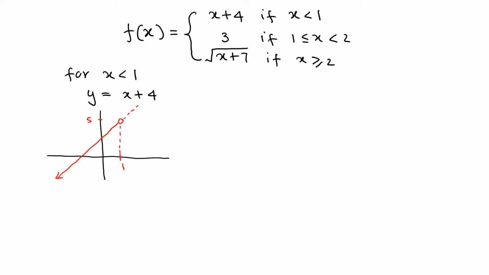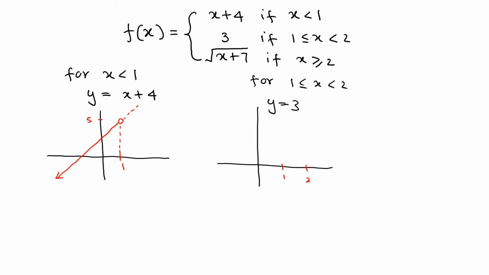Now let's look at the other part. What's the second part? You can see the second part is for 1 less than or equal to x less than 2, and the function is simply y equals 3. This is not difficult to draw. What does that mean? It's 3 everywhere, but what we have is only between 1 and 2. So if 1 is here and 2 is there, the function is only defined in this part of the region.